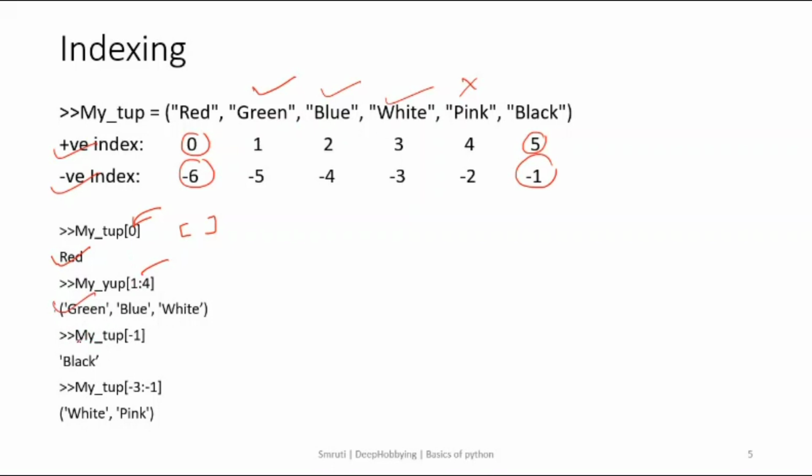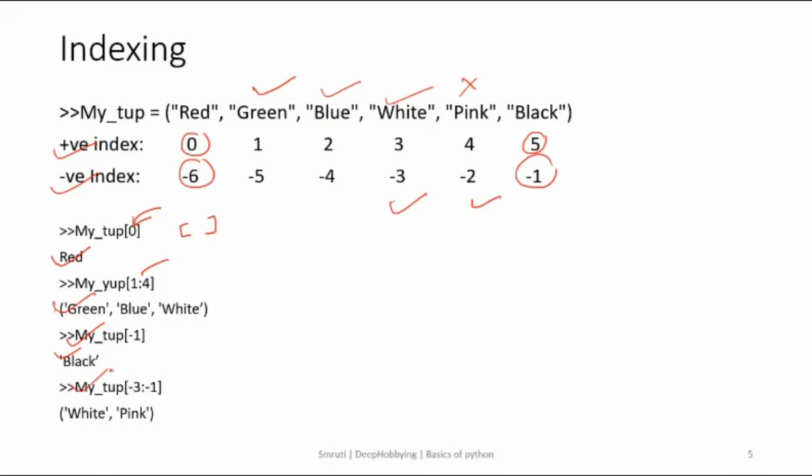Similarly, you can slice the tuple or the list using the negative index. In this example, when I pass minus 1, the last element of the tuple, which is black, comes back as the return. Same as positive index, you can also access multiple elements using negative index. And here I am asking Python to give me from minus 3 index to minus 1 index, but not including minus 1. So white and pink would be returned from this code.